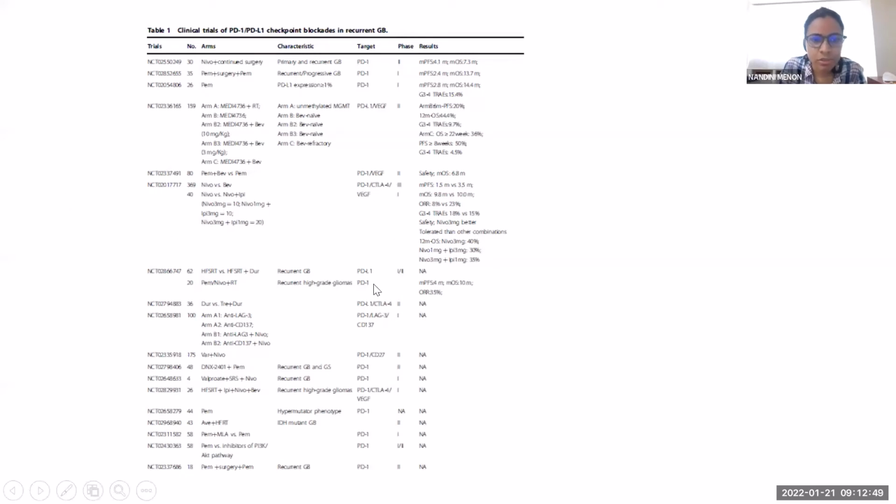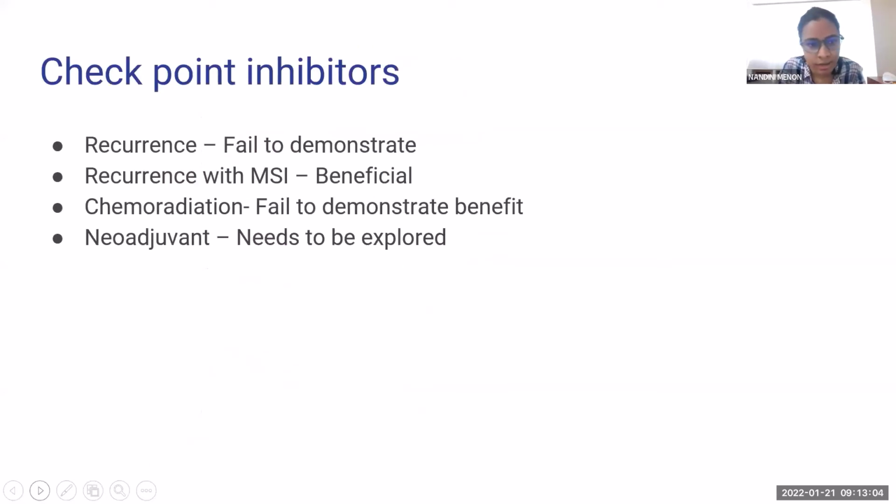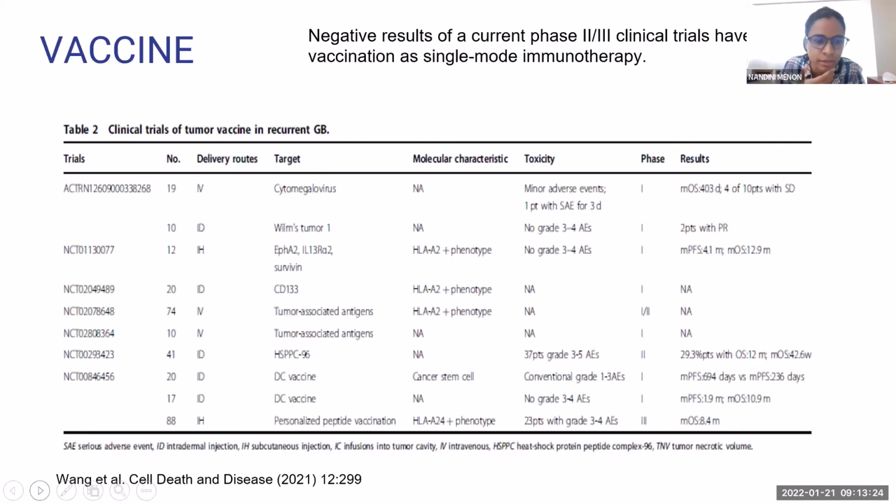This slide appears crowded, but this is just to show you the number of studies that have been conducted or are ongoing to evaluate immunotherapy. And so far, we have not got any promising results except some data in the neoadjuvant setting, which also needs to be explored in larger studies. So in recurrence, there was no benefit. Recurrence with MSI, very few patients are eligible, but it might be beneficial. In the upfront setting during adjuvant chemoradiation, it failed, and neoadjuvant needs to be studied further. So immune checkpoint inhibitors have still not become a part of the standard management of glioblastomas, even in the recurrent setting.